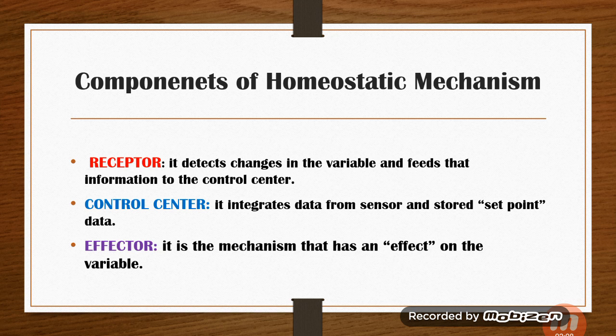So receptors are basically the sensors or the sense organs which detect changes from the outside environment in the form of a stimulus and send information to the control center, that is the brain of the body, which integrates the data from the sensor and stores it as a set point. And effectors are the organs in the body which will bring some change as a result of the information given by the brain.